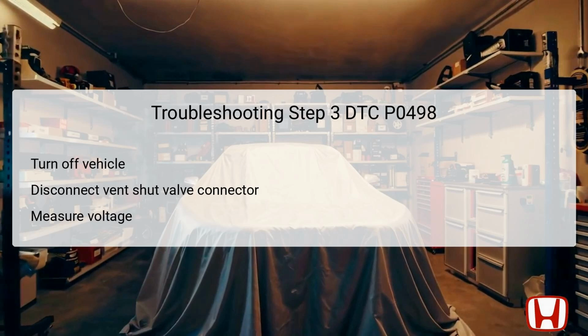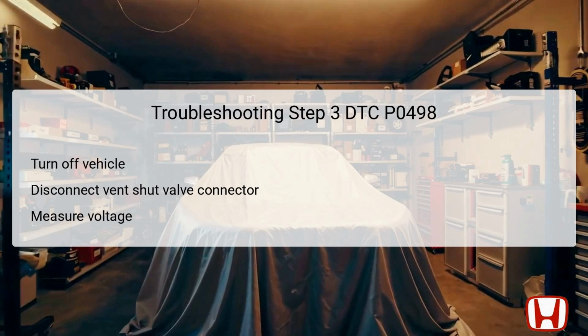Once disconnected, switch the vehicle's ignition to the on mode again, ensuring that the system is active while preventing the engine from starting. At this point, measure the voltage between the identified test points, specifically between test point 1 on the vent shut valve connector and test point 2 grounded on the body of the vehicle.